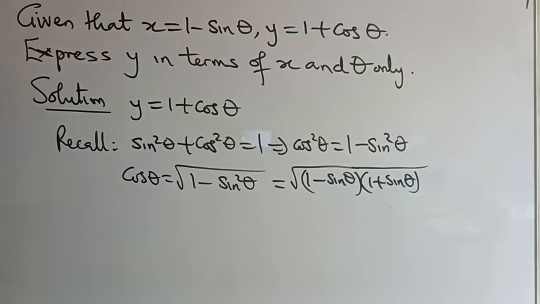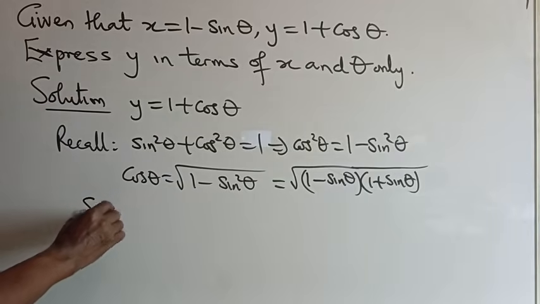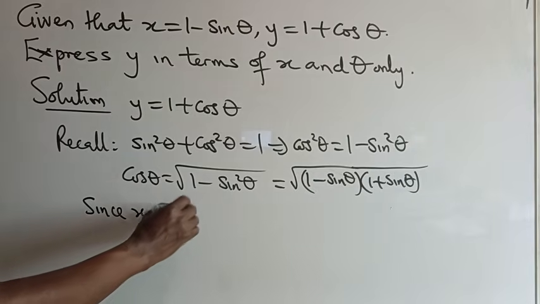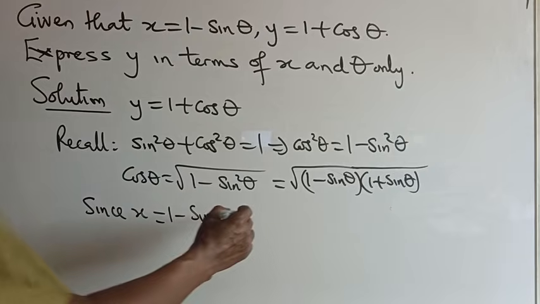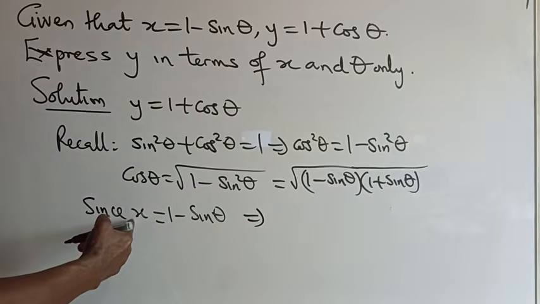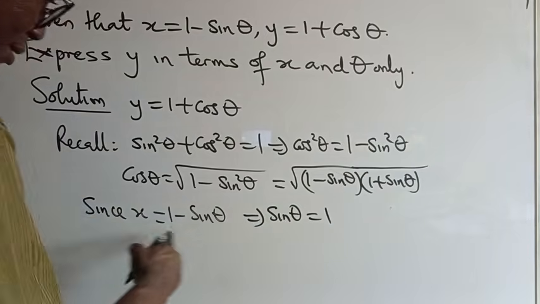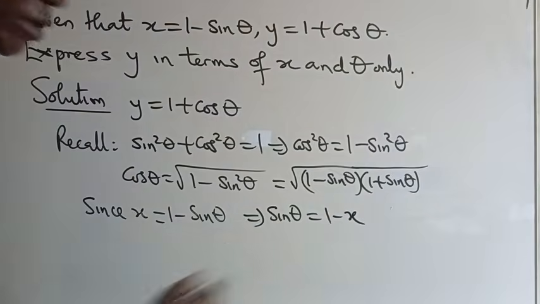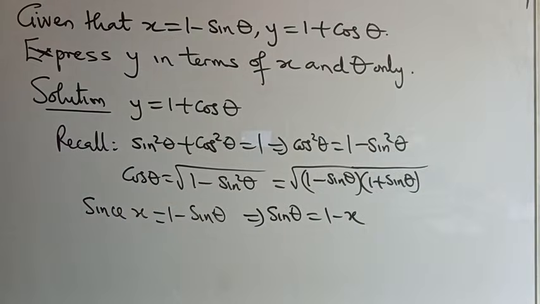I hope you understand. So we have gotten that. Let's go to what we are given from the problem. We are told that x is equal to 1 minus sine theta, so from here we can get our sine theta. If we take sine theta here and bring x here, sine theta will be equal to 1 minus x. Beautiful. So that means we can plug in sine theta here. It's still going to be the same thing.